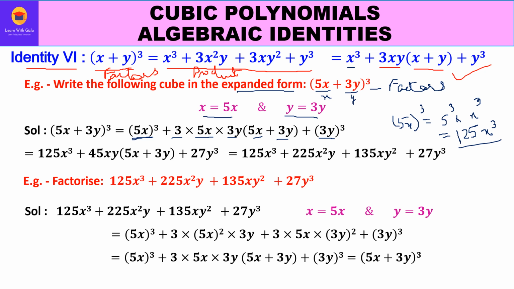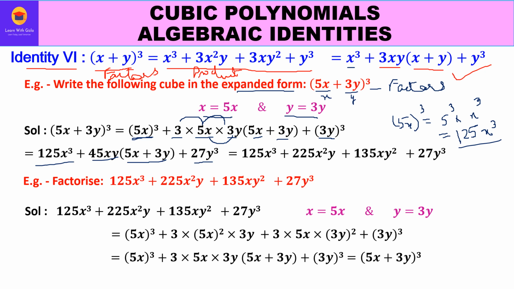So (5x) whole cube becomes 125x cube. Right, this is a very important point, that when you are finding the whole cube, you have to find the cube of 5 also and of x also. Now further 3 into 5, 15, 15 into 3, 45, and x into y. So 45xy, (5x plus 3y) as it is. Now (3y) whole cube means 3 cube and y cube. So 3 cube is 27, y cube.